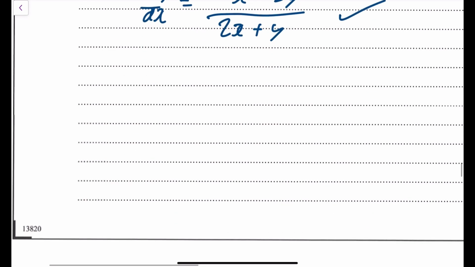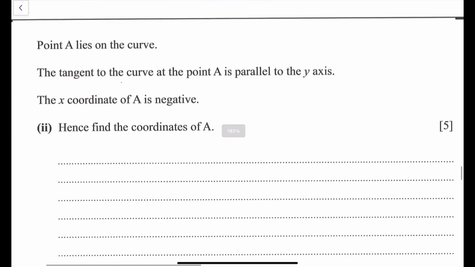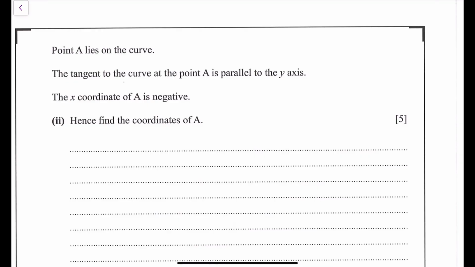Okay, right. The next question says, point A lies on the curve. The tangent to the curve at the point A is parallel to the y-axis. The x-coordinate of A is negative, hence find the coordinates of A. Okay, right. How I'm thinking about this, I'll do this in red. This is really what's going on in my head.